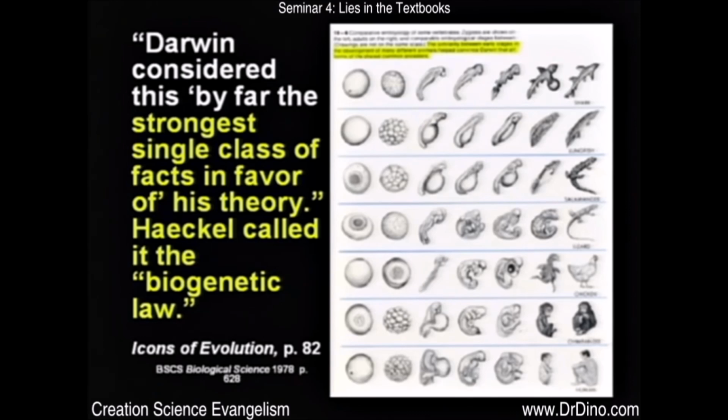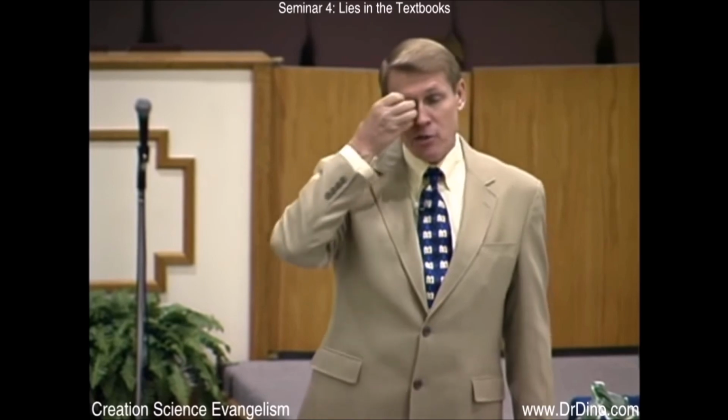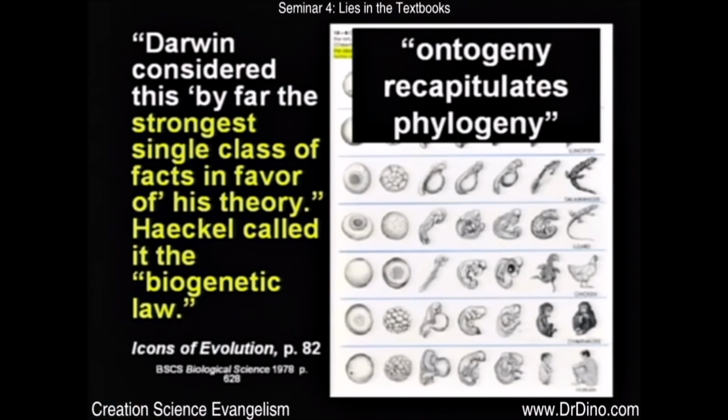Haeckel called this idea we're about to share with you the biogenetic law, which means as animals develop inside the mother, they go through the stages of evolution. All you got to do is memorize the word farm, F-A-R-M: fish, amphibian, reptile, mammal. That's the way they say it happened. The phrase they had for it back then was "ontogeny recapitulates phylogeny."